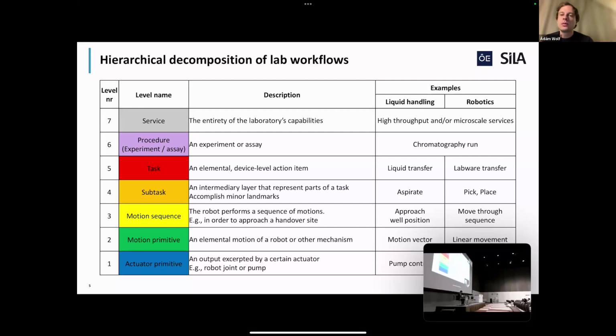Now, further down, we are talking about subtasks, and then we arrive at the low-level side that is closest to the hardware and specific to the actual type of instrument. In this example, we consider robotics and liquid handling. In both cases, we can talk about motion sequences broken down into primitives and actuator primitives.